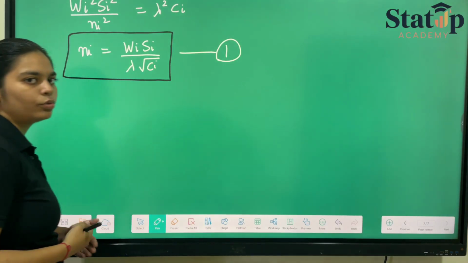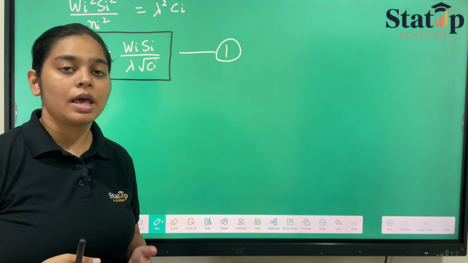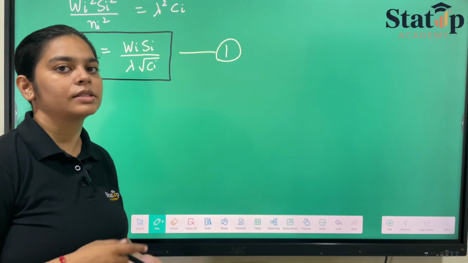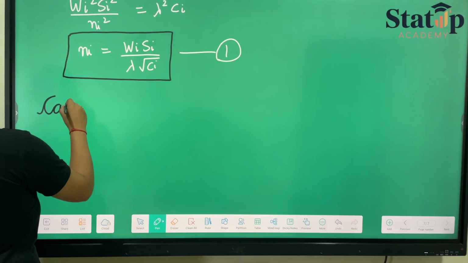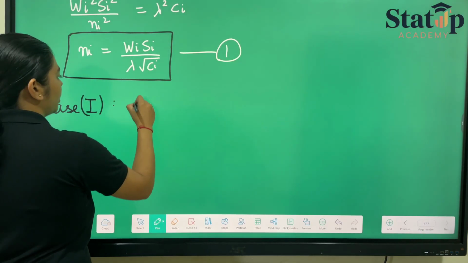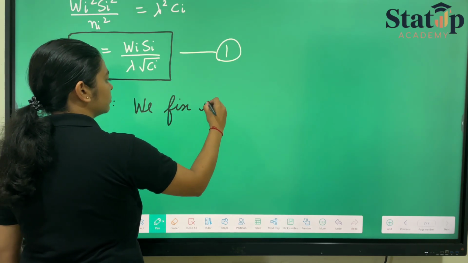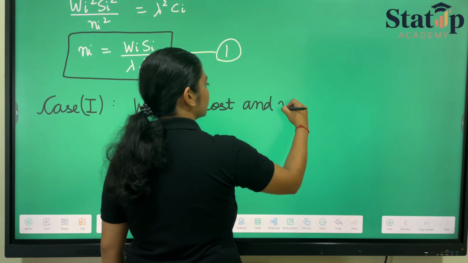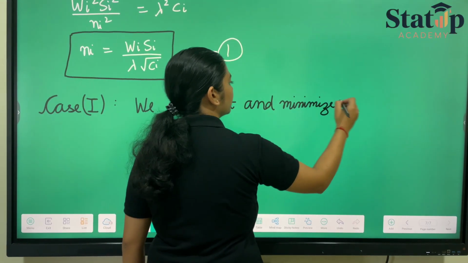Now since we have two variables, one is variance and the other one is cost, we'll fix one of them and then minimize the other one. So there arise two cases. Case 1, we fix cost and minimize variance.